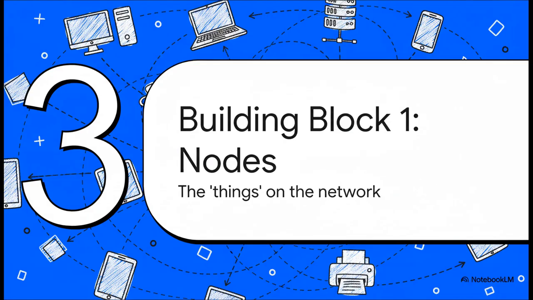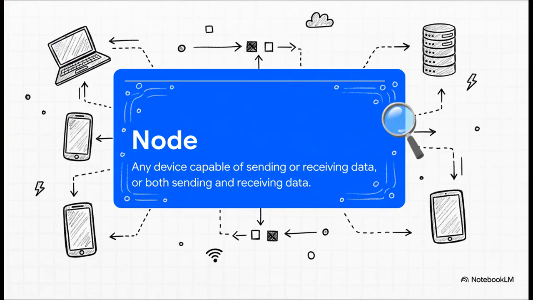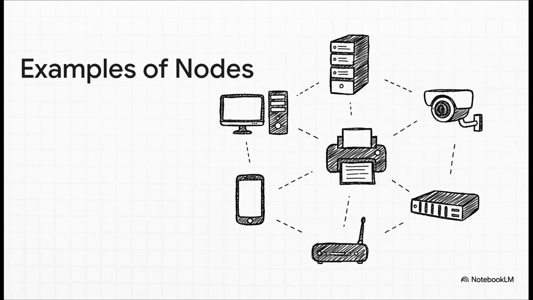Which brings us right to Section 3, our first building block, nodes. The easiest way to think about these is that they're all the individual things that make up the network. So, what is a node? It's just any device that has the ability to send data, receive data, or do both. If a device can get in on the data conversation, well, we call it a node. And as you can see, nodes are literally everywhere. Your computer is a node, your smartphone, definitely a node. That office printer we were just talking about? Yep, it's a node too. And even the devices that manage the network itself, like routers and switches, they're also considered nodes.